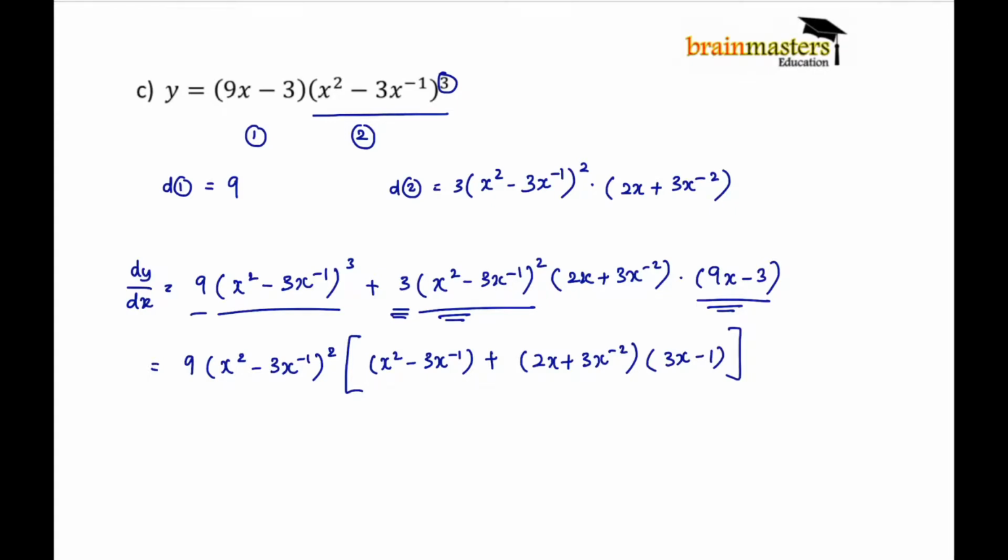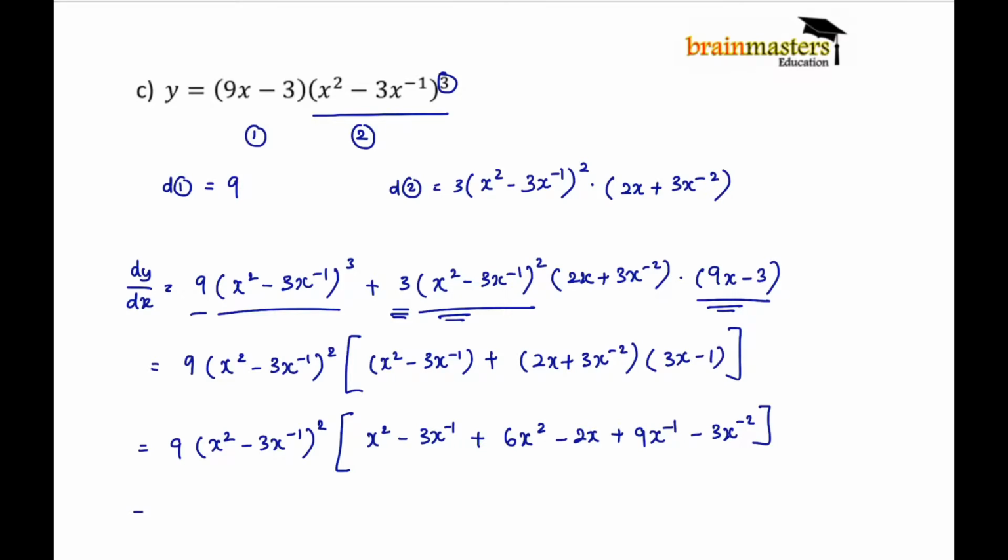Now see if I need to further simplify inside the square bracket. Maybe I'll show you, maybe it helps. So 9x squared minus 3x power negative 1, squared. For the square bracket, I just remove the bracket, 3x power negative 1 plus, let's say I do rainbow. So the rainbow method, 6x squared minus 2x plus 9x negative 1 and minus 3x power negative 2. So just do the simplifying.